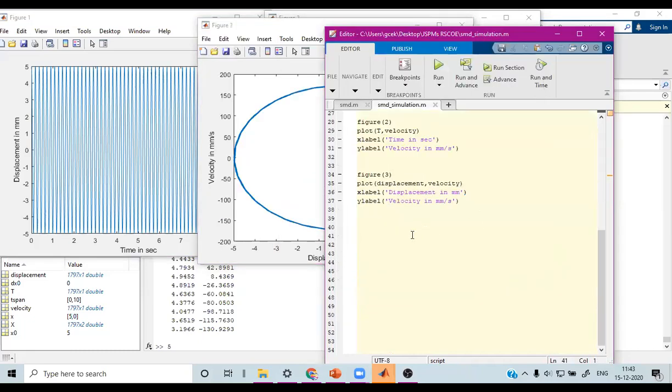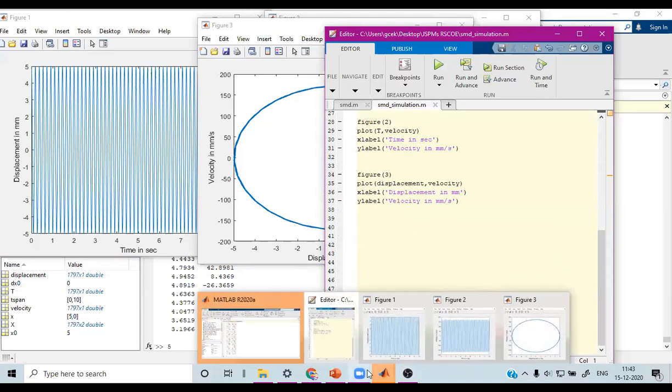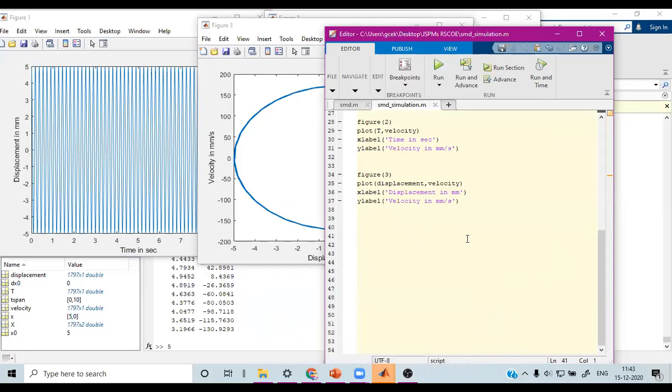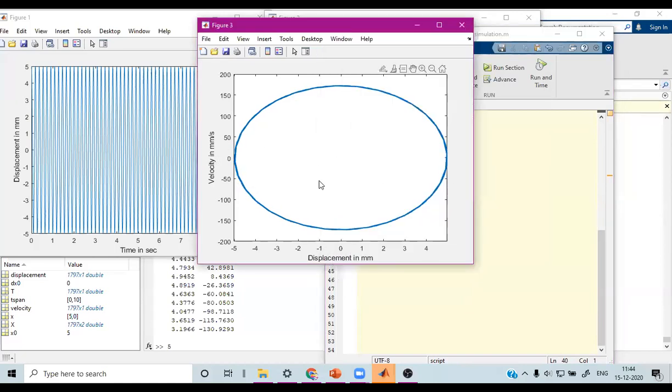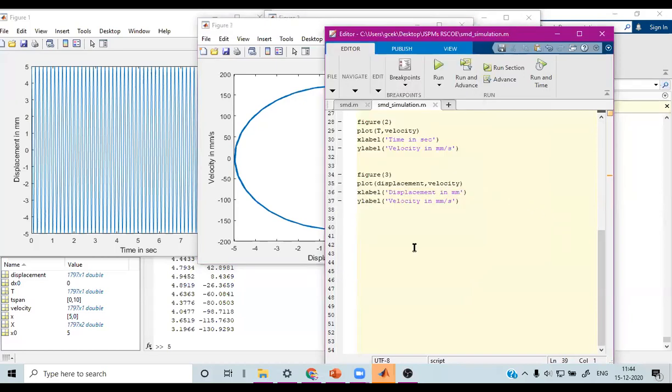And one more thing, you may know that in this spring mass damper system, the total energy of the system is nothing but a combination of your kinetic energy and potential energy. The kinetic energy plus potential energy of the total system will be equal to... not it, it should be equal to power. We'll see how it is.